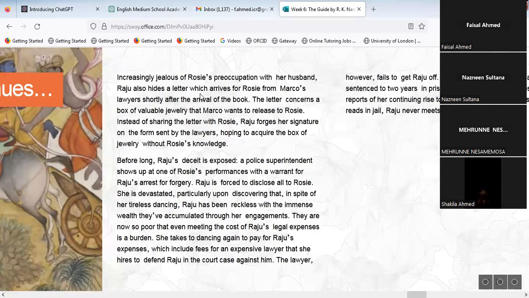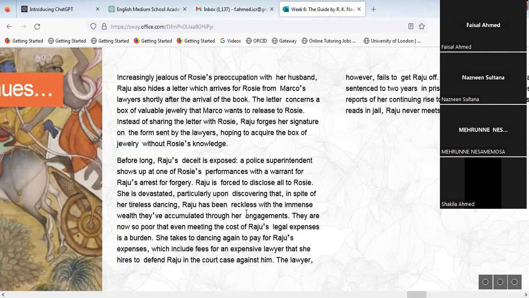Increasingly jealous of Rosie's preoccupation with her husband, Raju also hides a letter which arrives for Rosie from Marco's lawyer shortly after the arrival of the book. The letter concerns a box of valuable jewelry that Marco wants to release to Rosie. Instead of sharing the letter with Rosie, Raju forges her signature on the form sent by the lawyers, hoping to acquire the box of jewelry without Rosie's knowledge.